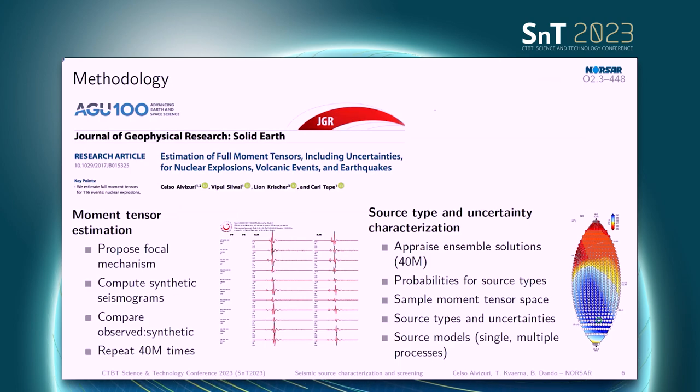That allows me to populate a figure like you see on the right, the Lund figure. This is a summary figure out of 40 million solutions, and out of this I can compute probabilities for source types, sample moment tensor space, source types and uncertainties, and produce source time models. I won't be able to go into the details, but if you have any questions, please check out this publication, or you can ask me.